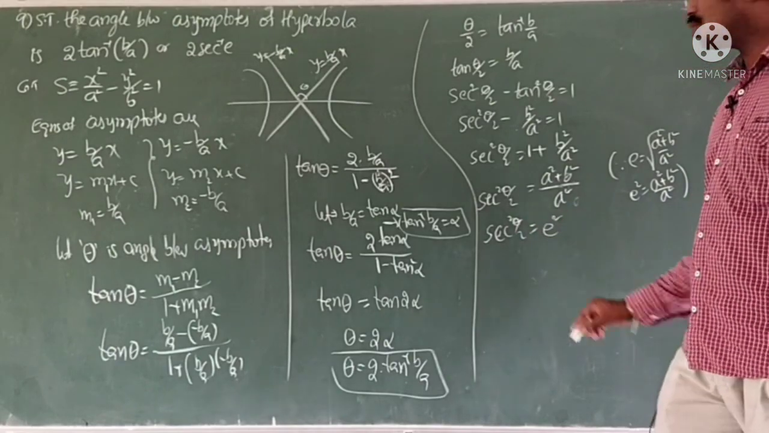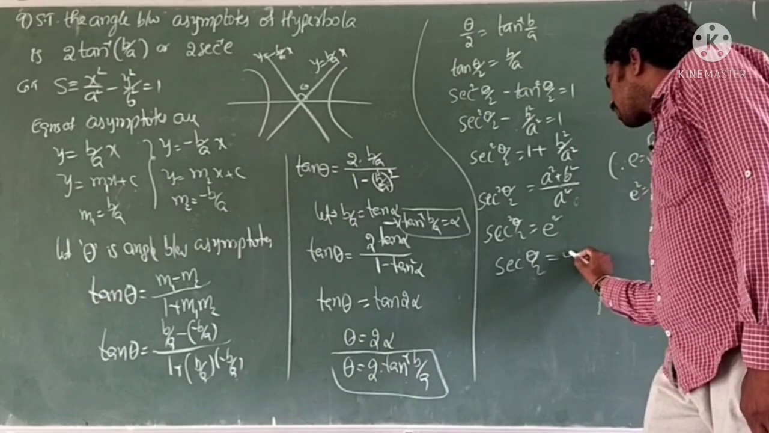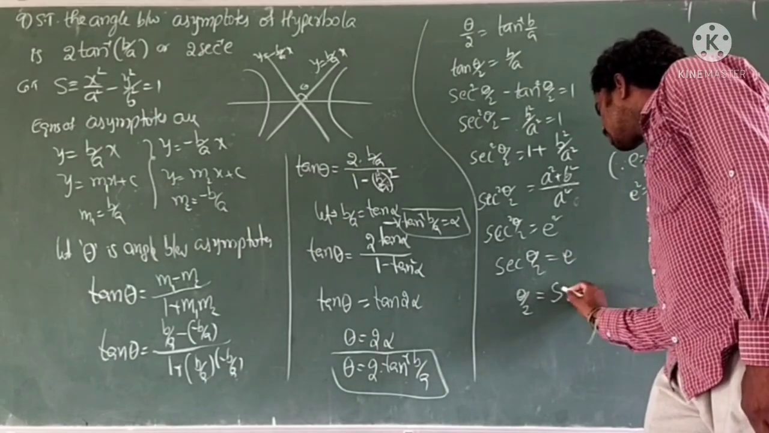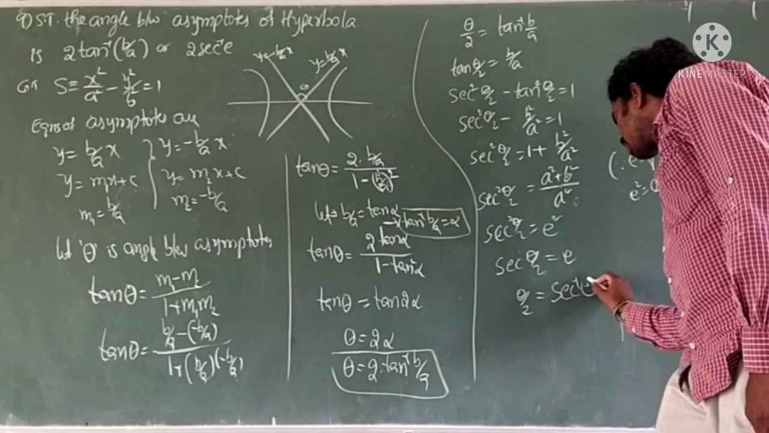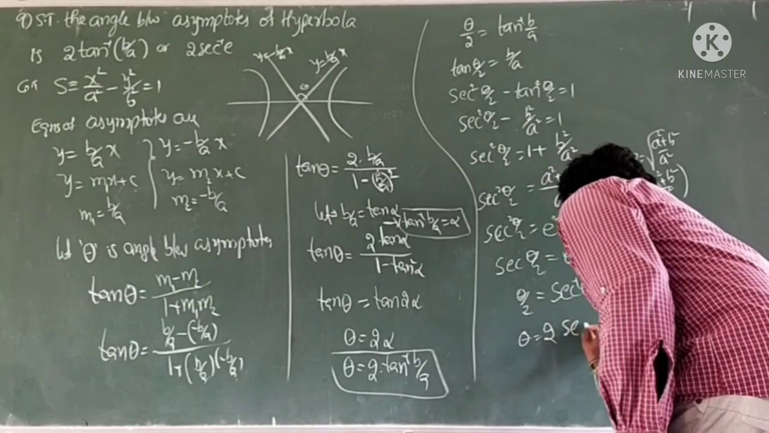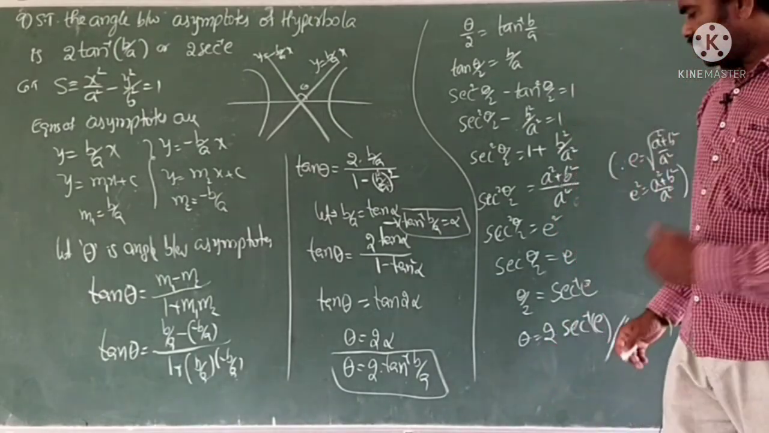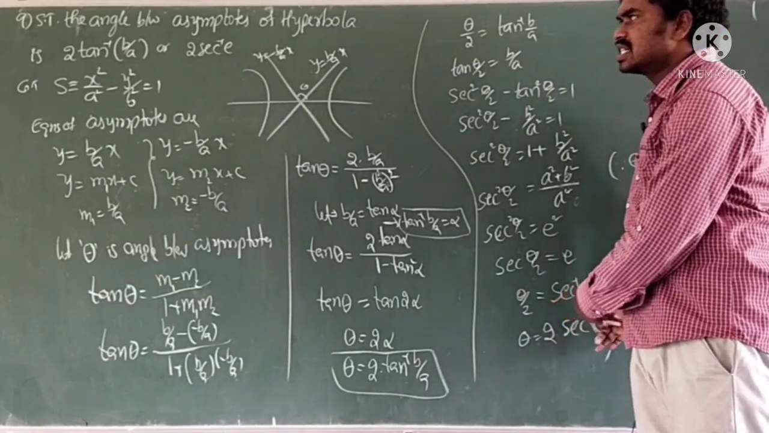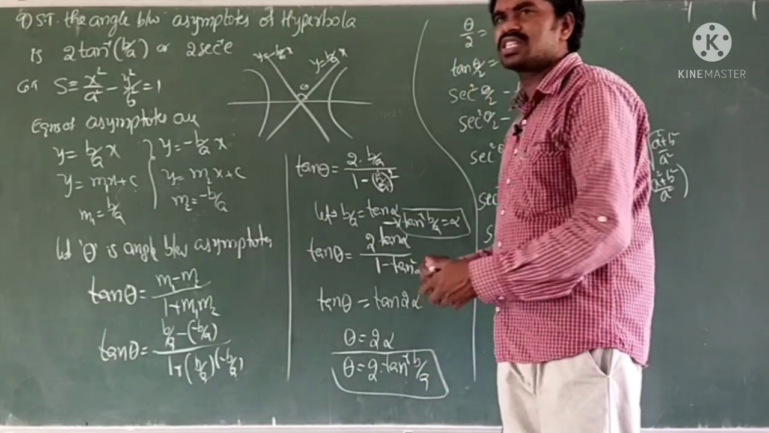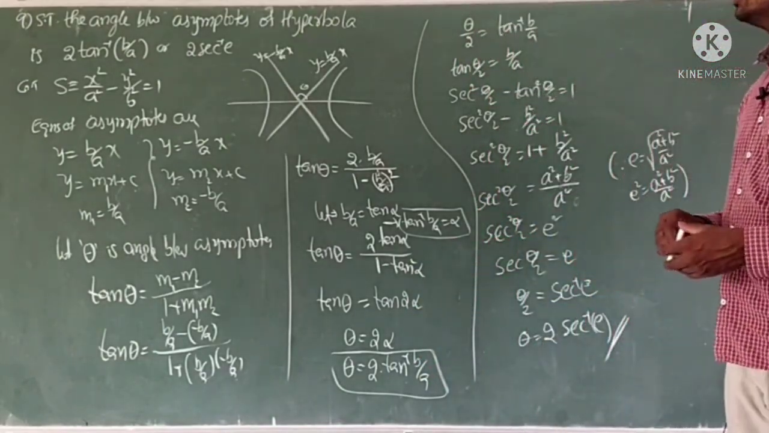Taking square root on both sides, sec theta by 2 is equal to e, so theta by 2 is equal to sec inverse e, and taking 2 to the right side, theta equals 2 into secant inverse e. So this is the second answer. This formula is used when eccentricity is given. This formula is also used when the a and b values of the hyperbola are given. So this is the 9th question answer.